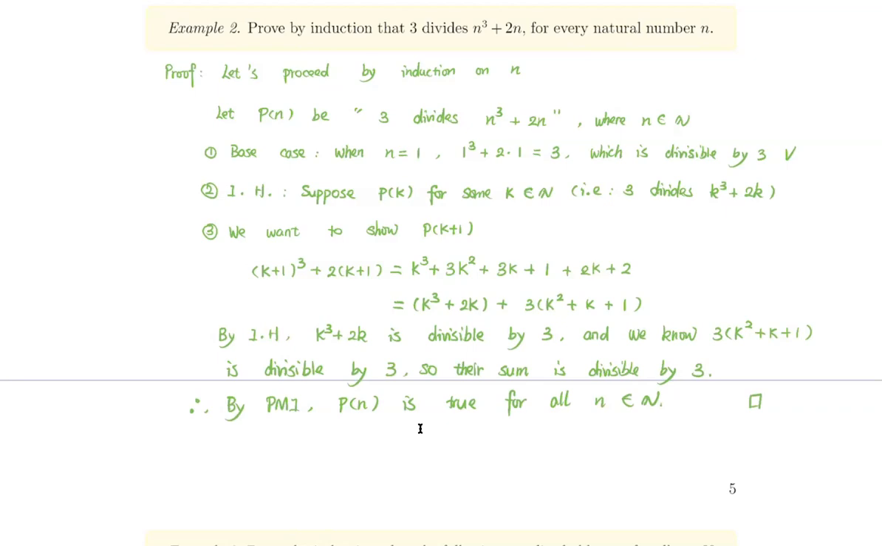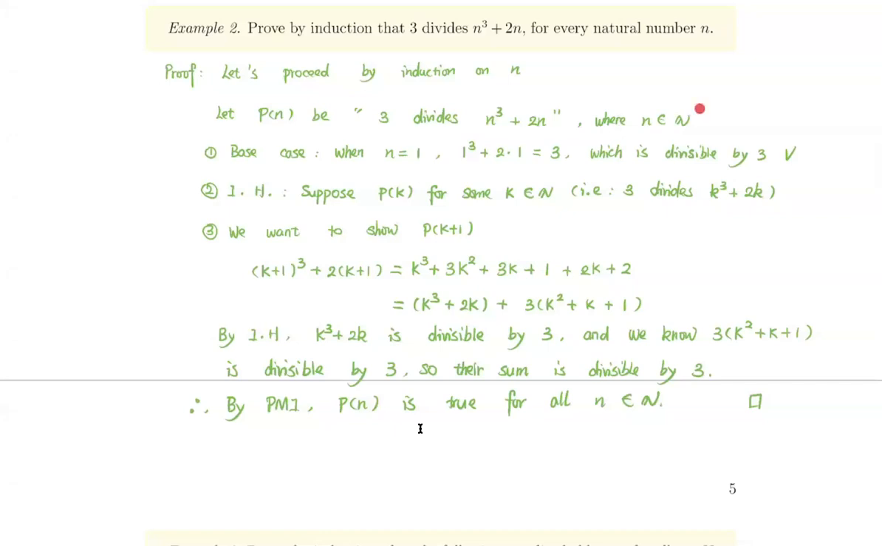Didn't you say we shouldn't write the quantifiers for P? I didn't write quantifiers for P. Where did I write quantifiers for PM? I don't have quantifiers for PM. This is my PM. I did not say for all natural. Oh, this is not a quantifier. Quantifiers are like for all, there exists. Those are quantifiers.